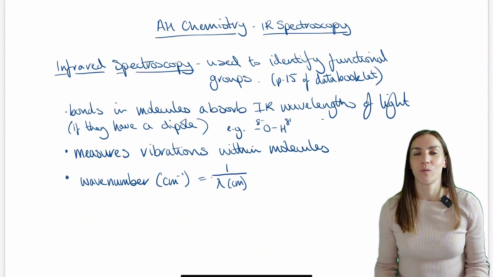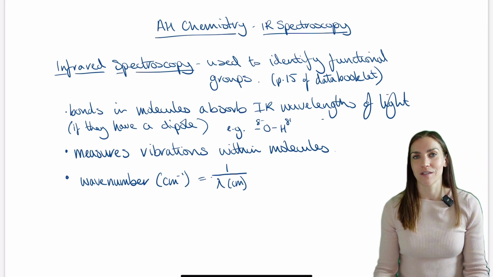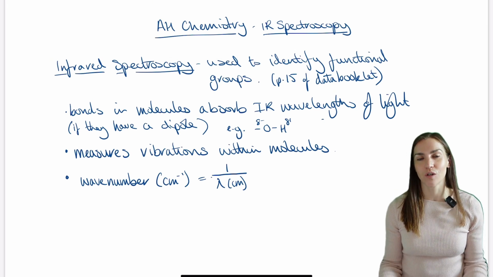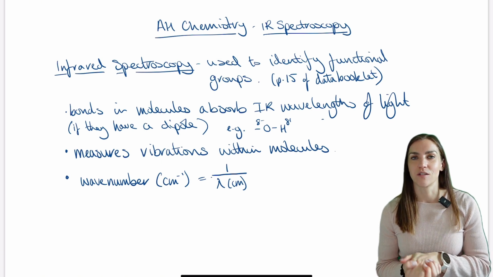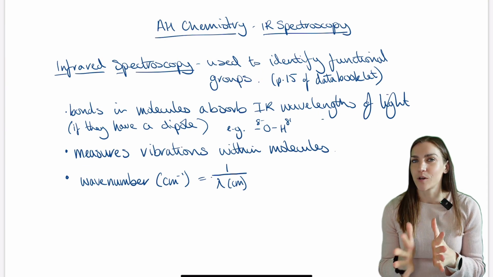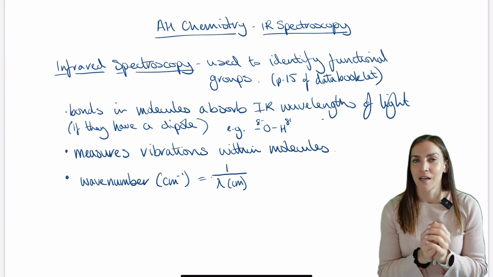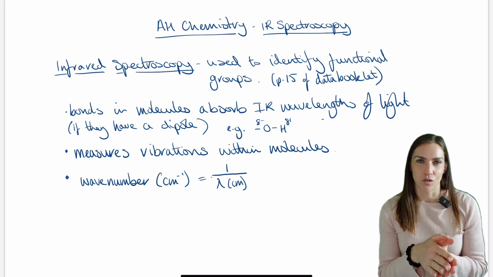In this video we're going to go over infrared spectroscopy in relation to the Advanced Higher Chemistry course. Infrared spectroscopy is one of the chemical analysis methods that you look at in Advanced Higher Chemistry, and it is probably one of the simpler ones to interpret out of all of them, but it doesn't really give you lots and lots of information.